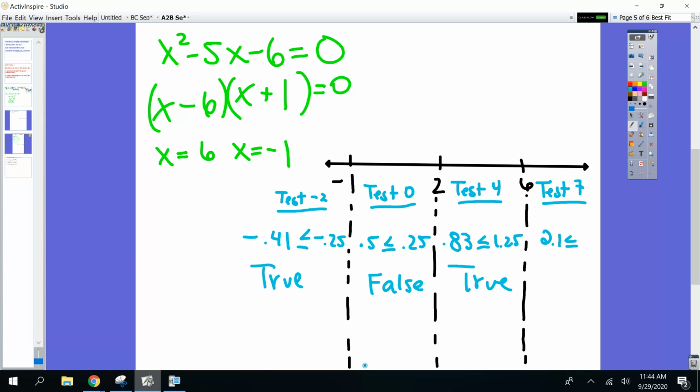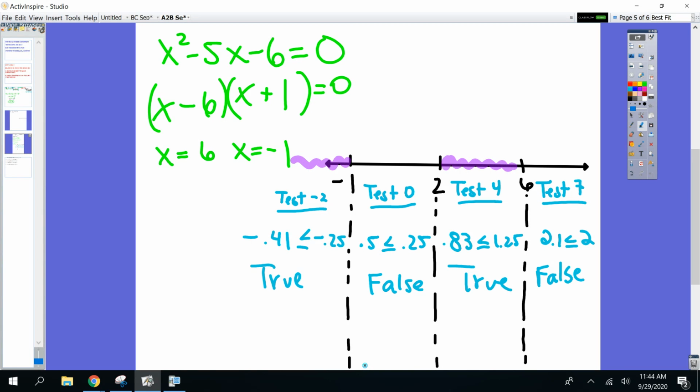Two. That's an easy one. Did 7 work? Is 2.1 less than 2? 7 work, anybody? Nope. All right, so we see where our answers are. Don't do this on your number line. I'm just going to do it on mine. Looks like here and here, where all the trues are.